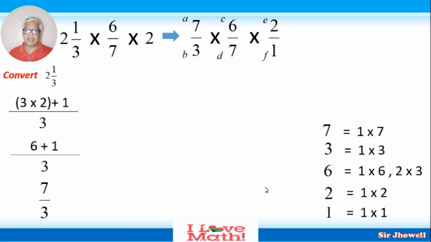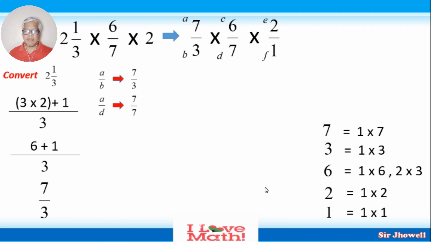Diba? So, unahin natin yung pattern na A over B. And that is 7 over 3. Look at the factors of 7 and 3. The only common factor here is 1. So, walang pwedeng makancel.